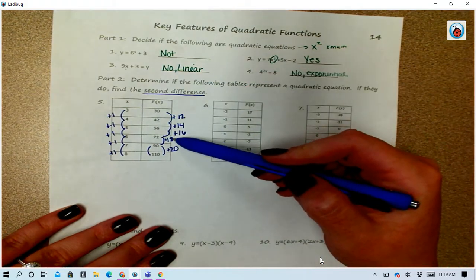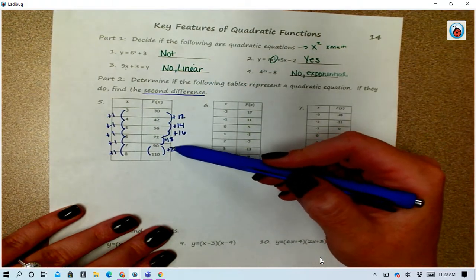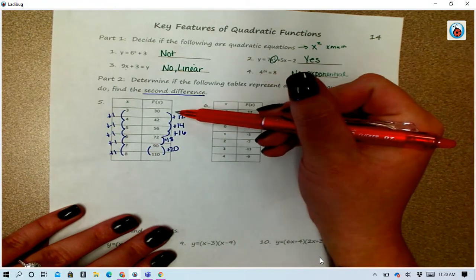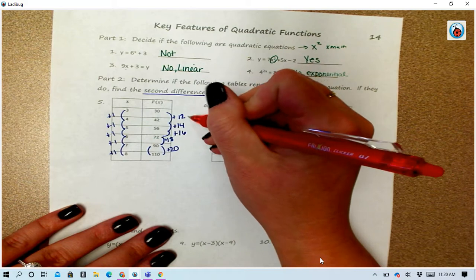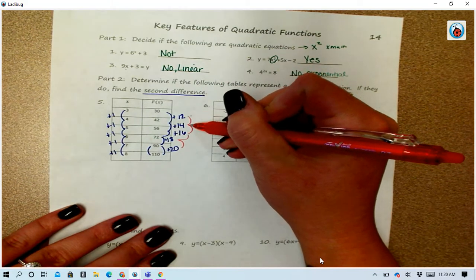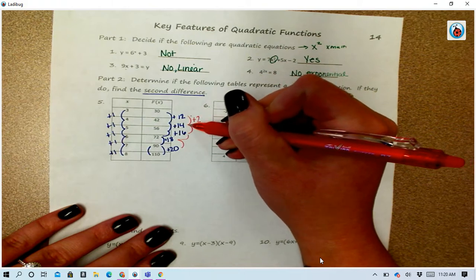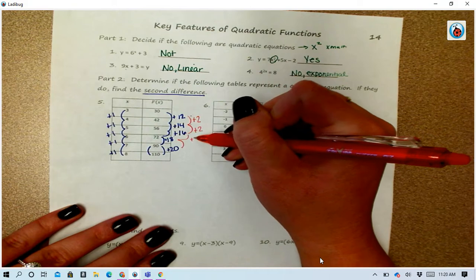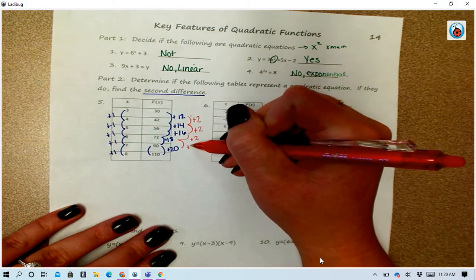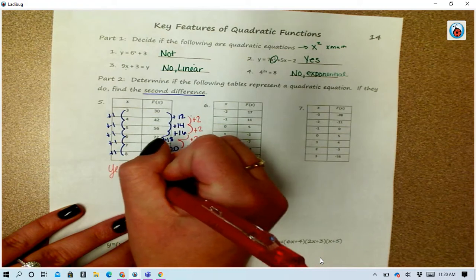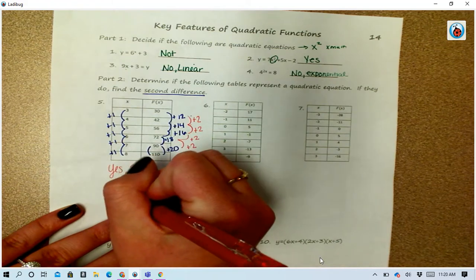If this first pattern was the same, it would be linear, so we know this is not linear because these aren't the same. So we want to check for a second difference. So to go from 12 to 14, it goes up by 2. 14 to 16, it goes up by 2. 16 to 18, it goes up by 2. And 18 to 20, it also goes up by 2. So yes, this is quadratic. The second difference is 2.